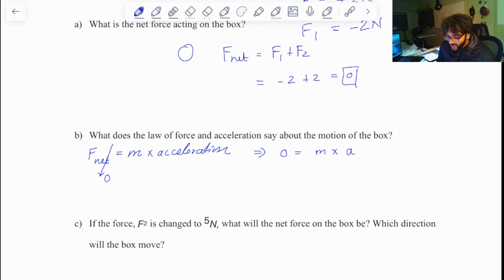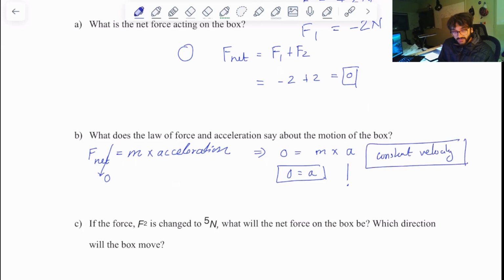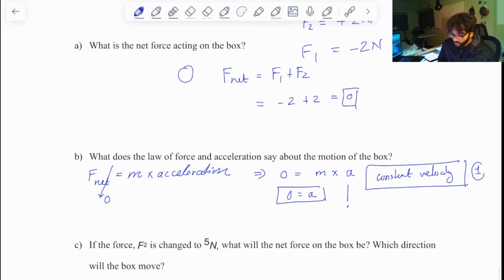Divide both sides by mass, so you get 0 equals a. So you get acceleration is 0. If acceleration is 0, acceleration means change of velocity. It can be increasing, it can be decreasing, but it means change of velocity. So if this acceleration is 0, that means velocity is constant. Okay, velocity is constant. That's the first thing that we know about this.